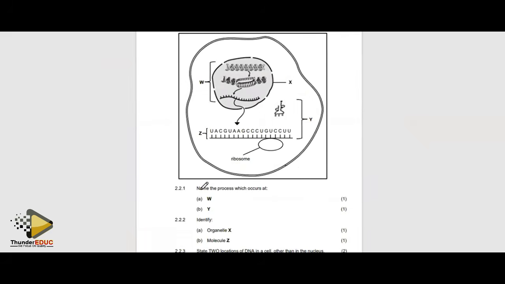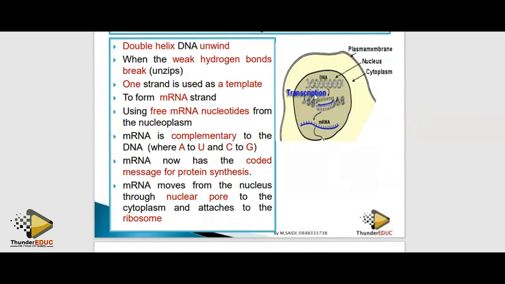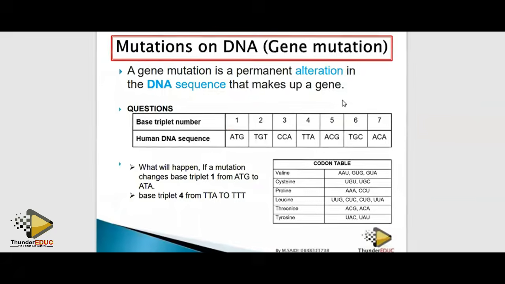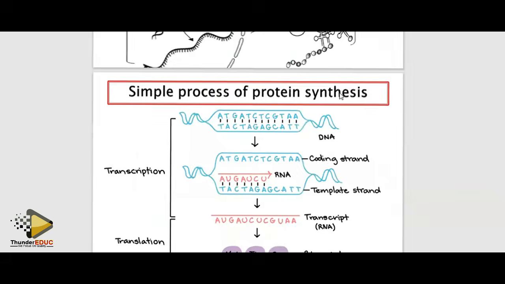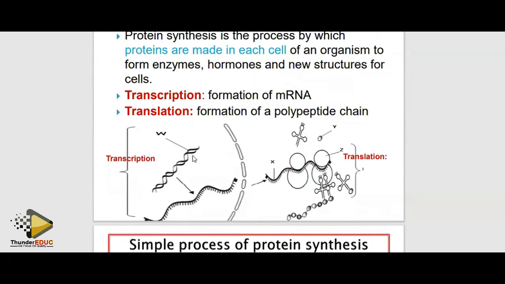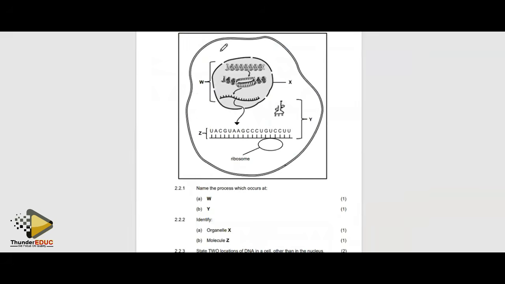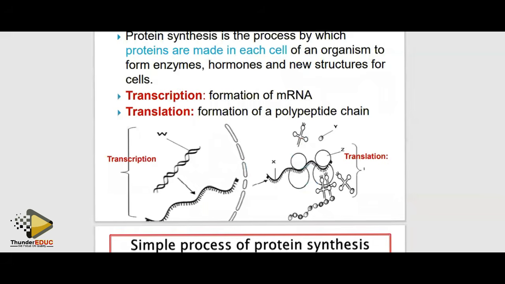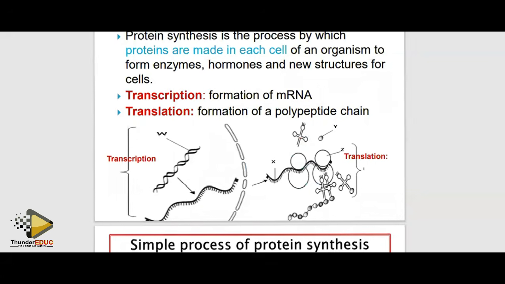They're saying, name the process that occurs at W. This is what they're looking for. So if you come here, they're looking for this. And then we also have this question. They're looking for what is happening inside this process, what is happening inside the nucleus. That's what they are looking for because this is the nucleus, which is transcription.